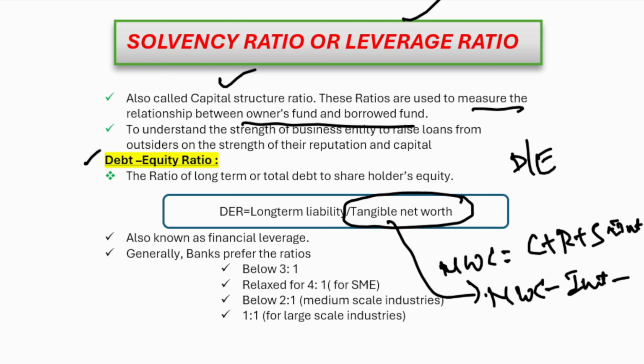Also, debt equity is known as financial leverage. This is an important point. And what are the ideal ratios for debt equity ratio? Actually 2:1 is the ideal ratio. Generally bankers prefer this ratio. And 1:1 is for large scale industries, 2:1 for medium scale industries, and 4:1 for small and micro enterprises. Got it? These are the ideal ratios.